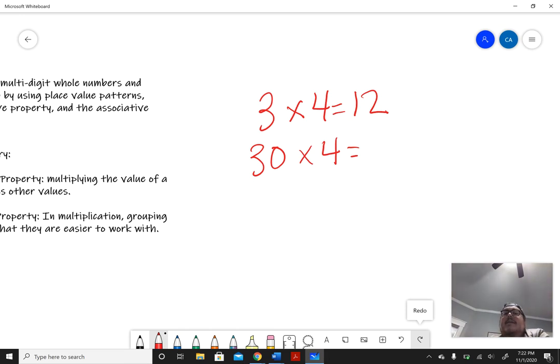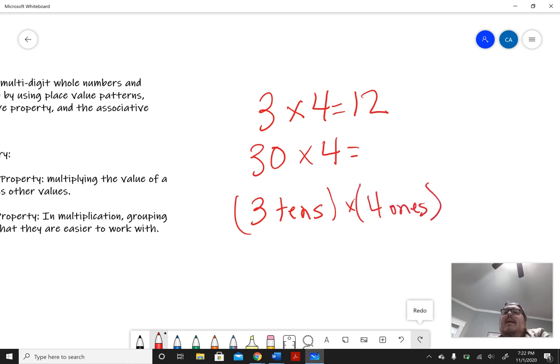Now, how can that knowledge help you when solving 30 times 4? Okay, for some of us, we might have a strategy that involves place value, but for some of us, we might need to use the associative property. So let's break this down. When we're using the associative property, we can say that 30 is the same thing as 3 tens, because it is, always and forever, 3 tens times 4, which is the same thing as 4 ones.